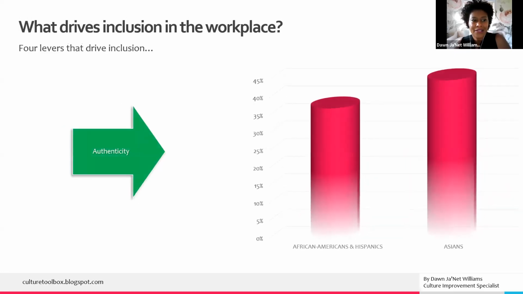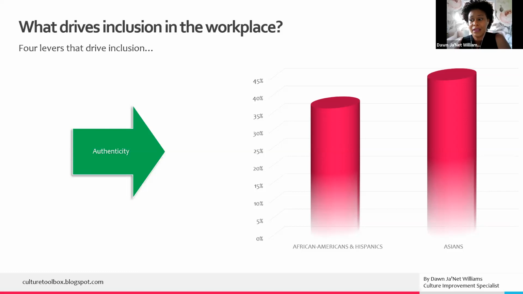Authenticity. This is another lever that drives inclusion. And it's not surprising that everyone expends energy by repressing parts of their persona in the workplace in some way. But according to HBR's research, 37% of African Americans and Hispanics and 45% of Asians say they need to compromise their authenticity to conform to the company's standards of demeanor or style.